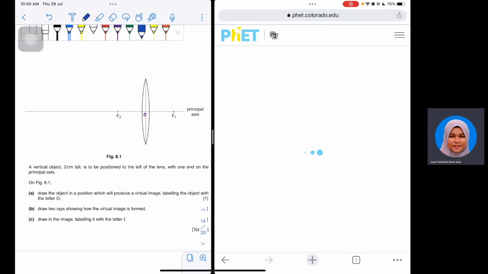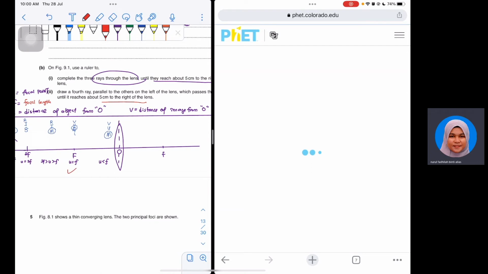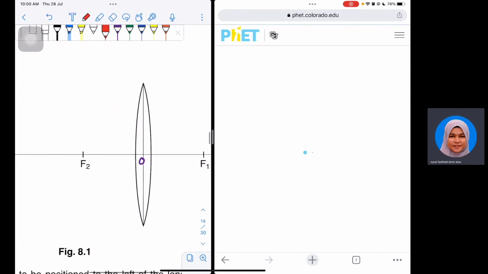So dia kata draw. So kat mana yang kita akan dapat virtual image? Yeah, so sama ada ni ataupun ni. Alright. Tapi dia suruh draw the image nanti, jadi kita letaklah yang U less than F. So kat mana nak draw the object? Where to draw the object? Less than F. So you must have your object somewhere here in between O dengan F. Tak boleh on F, tak boleh further than F. Itu reason dia. You kena draw sendiri object.